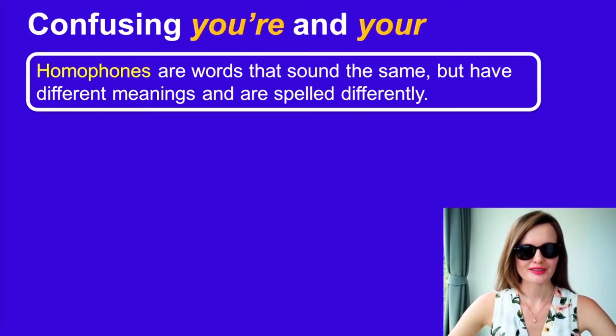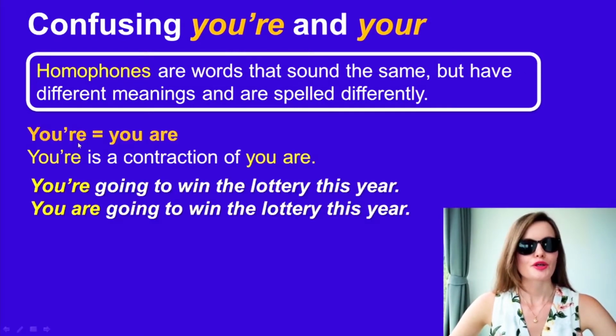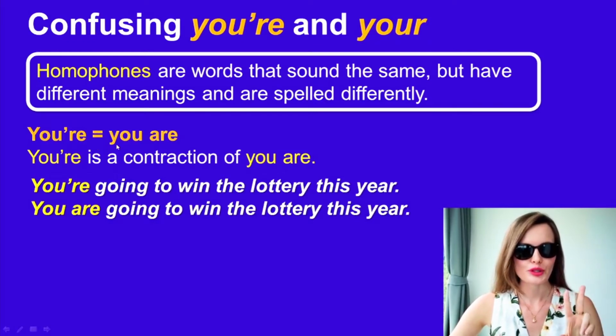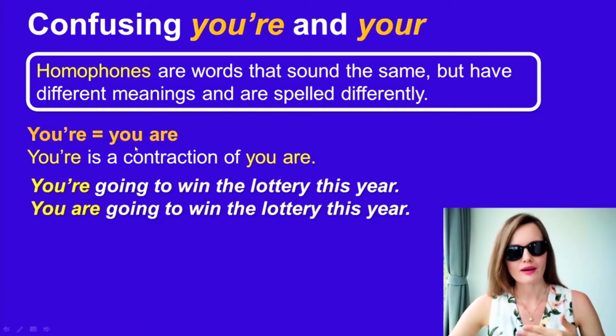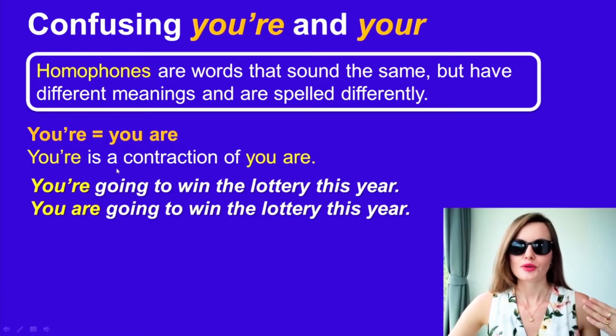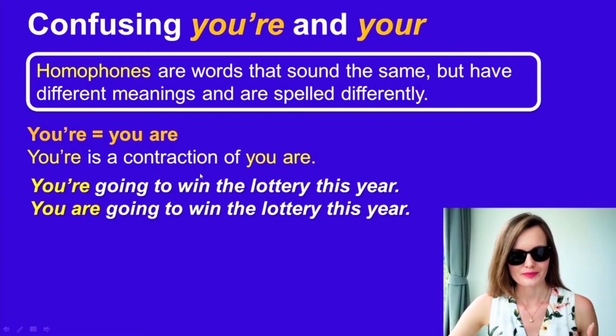Confusing you're and your. These words are homophones. Homophones are words that sound the same but have different meanings and are spelled differently. You're is the short form of 2 words, you are. You're is a contraction of you are.